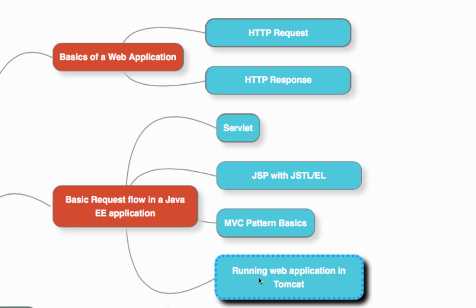We will start with understanding the basics of a Java web application. We'll start with understanding the basics of any web application. We'll understand what a HTTP request is and what a HTTP response is. And we'll also understand the basic request flow in a Java web application. We'll understand what a servlet is, what a JSP is, and how to run the web application in Tomcat. Let's start with understanding the basic flow.